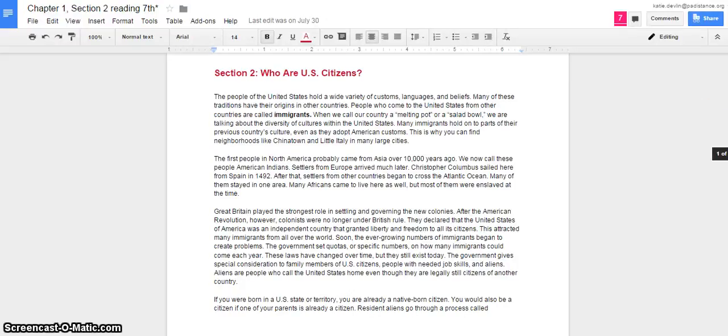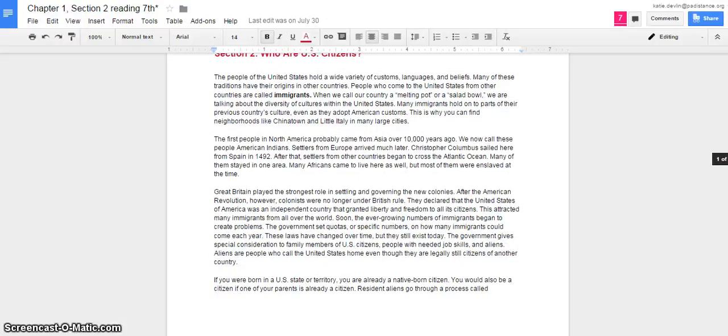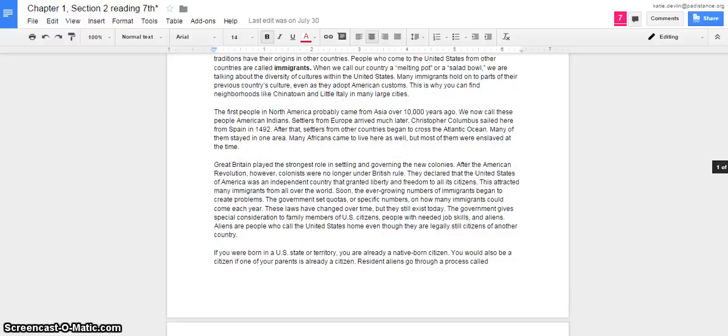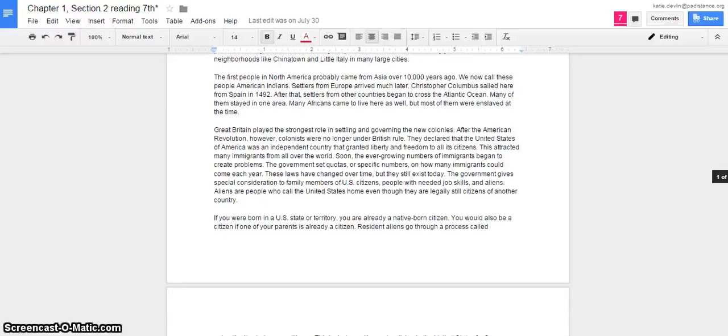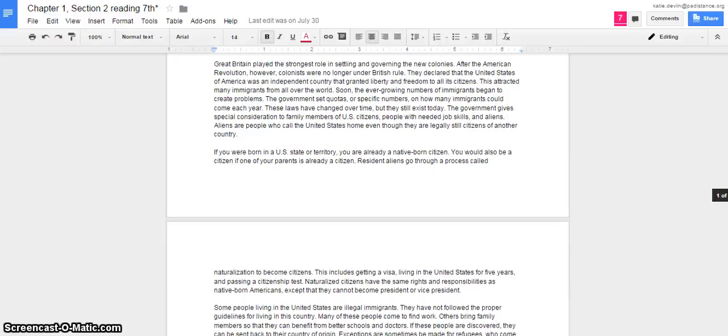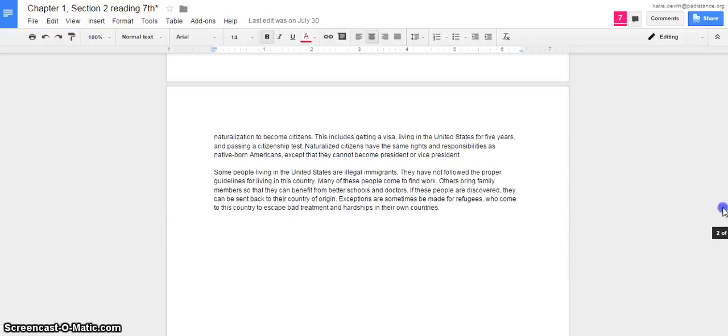If you were born in a U.S. state or territory, you are already a native-born citizen. You could also be a citizen if one of your parents is already a citizen. Resident aliens go through a process called naturalization to become citizens. This includes getting a visa, living in the U.S. for 5 years, and passing a citizenship test. Naturalized citizens have the same rights and responsibilities as native-born Americans, except they cannot become president or vice president.